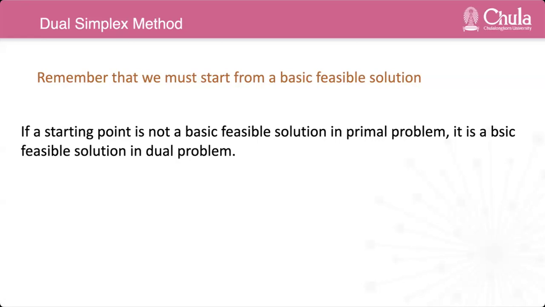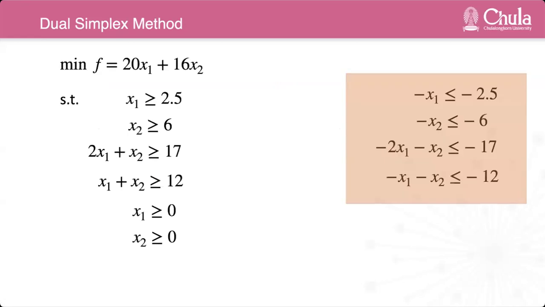So people developed the dual simplex method. Of course, if your primal problem has a feasible starting point, you don't need the dual simplex method. You don't need the two-phase method, right? Okay. But if not, you need the two-phase algorithm, or you can use the dual simplex method.